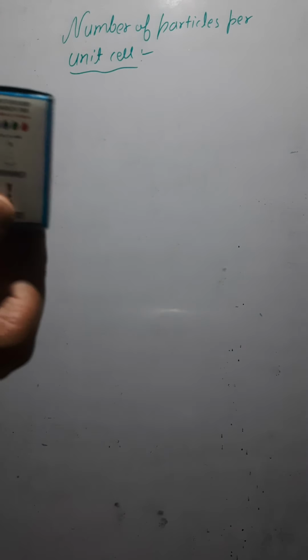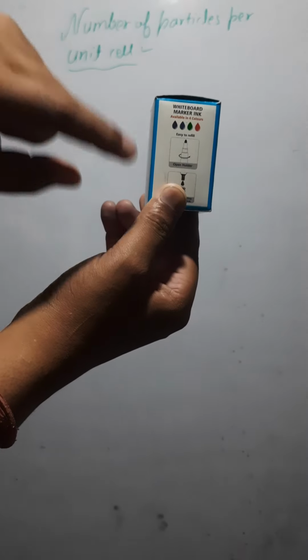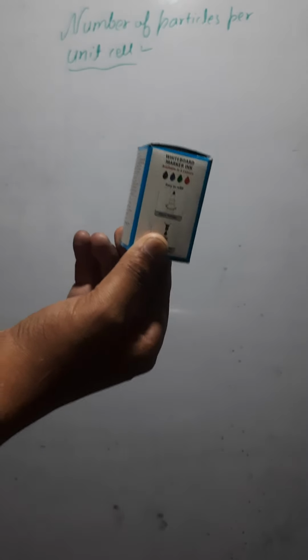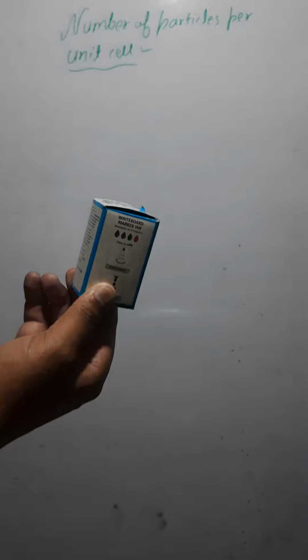If the particle is there at the body center, it would be contributing wholly towards the unit cell. So the contribution of the particle which is there at the body center is 1, isn't it?